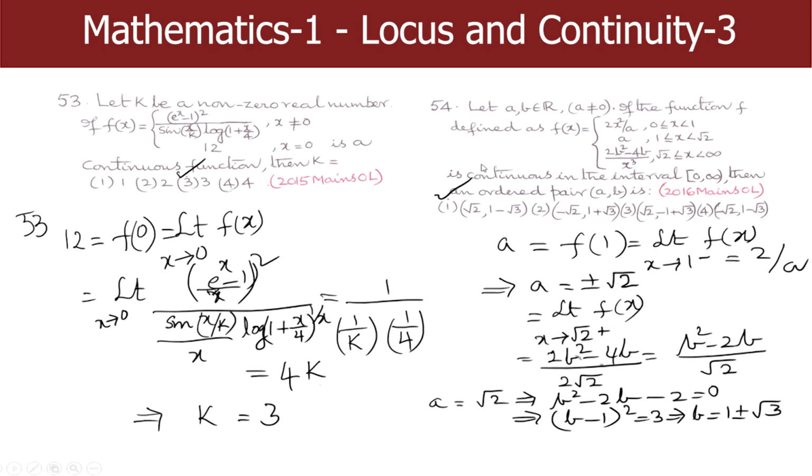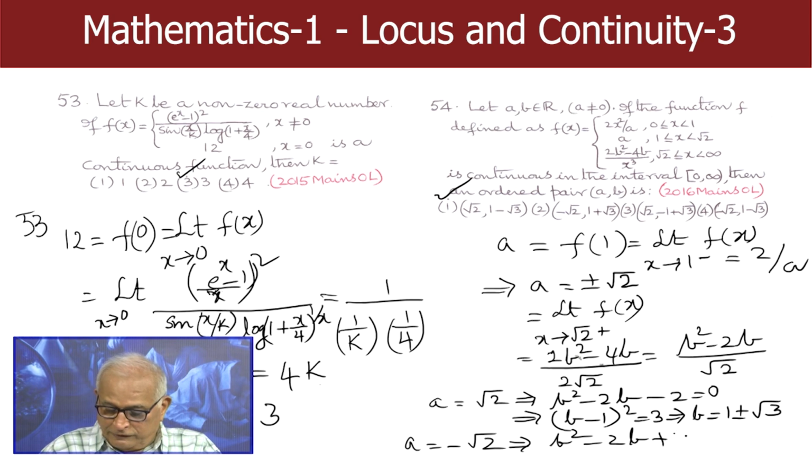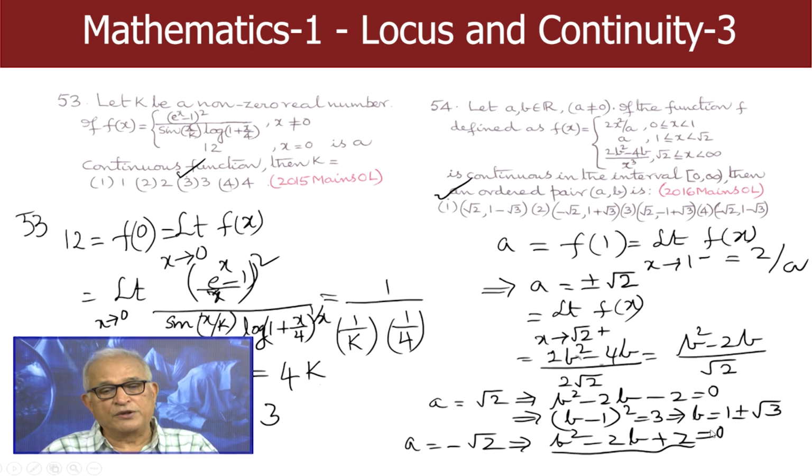So you need not go any further beyond this point, because there may be more than one ordered pair. One possible choice for the ordered pair a, b is √2, 1 minus √3, as well as √2, 1 plus √3. Somebody may be interested to know what happens if a equal to minus √2. Then b square minus 2b plus 2 equal to 0. Well, you know, this cannot happen. b square minus 2b plus 2 can never be 0, because this is (b minus 1) whole square plus 1.